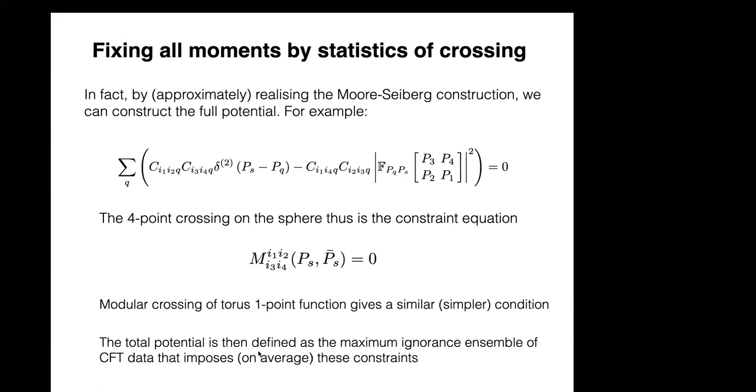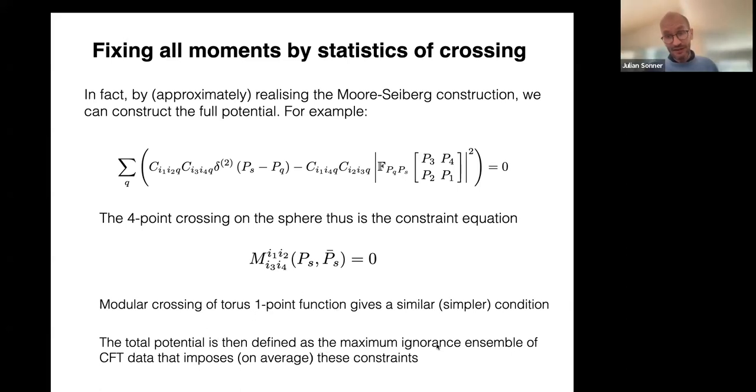So the potential that we get is defined as the maximum ignorance ensemble of CFT data that imposes these constraints on average, so this and the modular crossing. And if you have no constraints of this kind, you get the Gaussian ensemble. You know, the maximum ignorance ensemble is just the Gaussian ensemble. Okay? But we're not going to get the Gaussian ensemble because we're putting in more information.